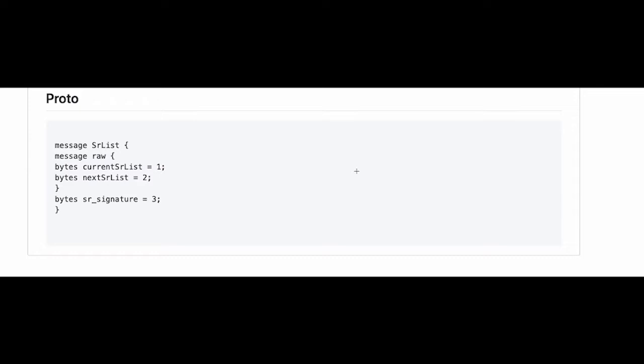It's so direct. What kind of information is stored in the current SR list and the next SR list? Just SR identity or something else? How do you use those? Can you give an example?